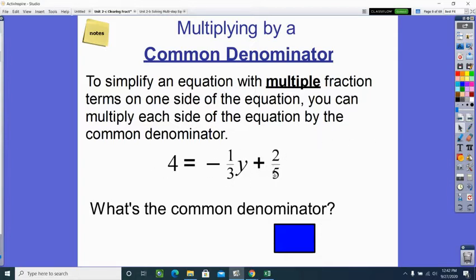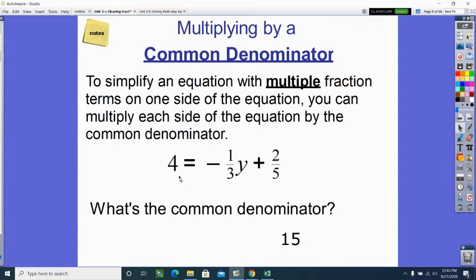when you have more than one term is to look for the common denominator. The least common denominator will keep the number smaller. To be honest, any common denominator will work to clear the fractions. So this 4 happens to be over 1. So you have a 1, a 3, and a 5. And you ask yourself, what is the smallest number that those numbers multiply into? And I'm hoping you're thinking 15. I call this the magic number.